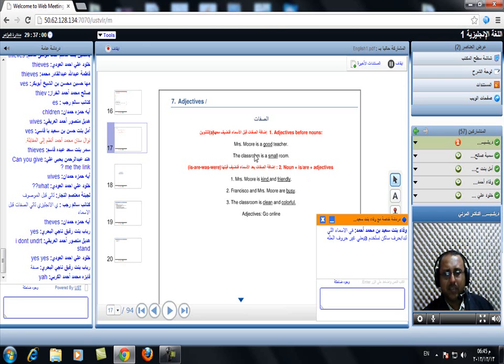Now let's have some examples. Mrs. Moore is a good teacher. So the word good here is an adjective. It comes before the noun, which is teacher here. The classroom is a small room. Also, small is another adjective. It comes before the noun.